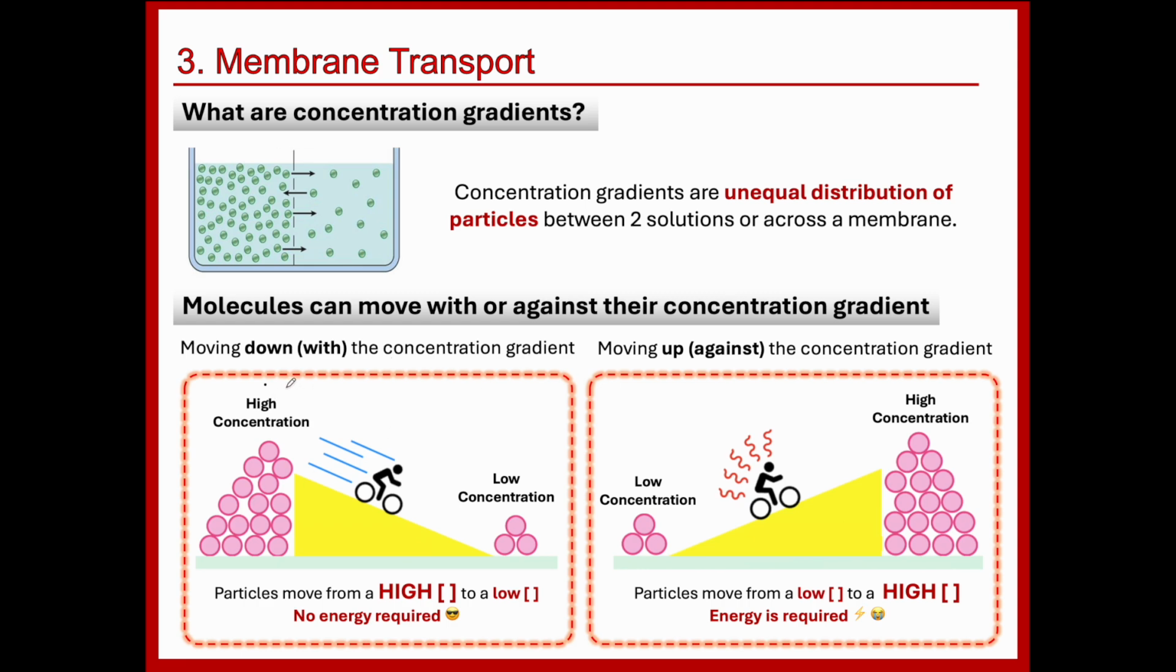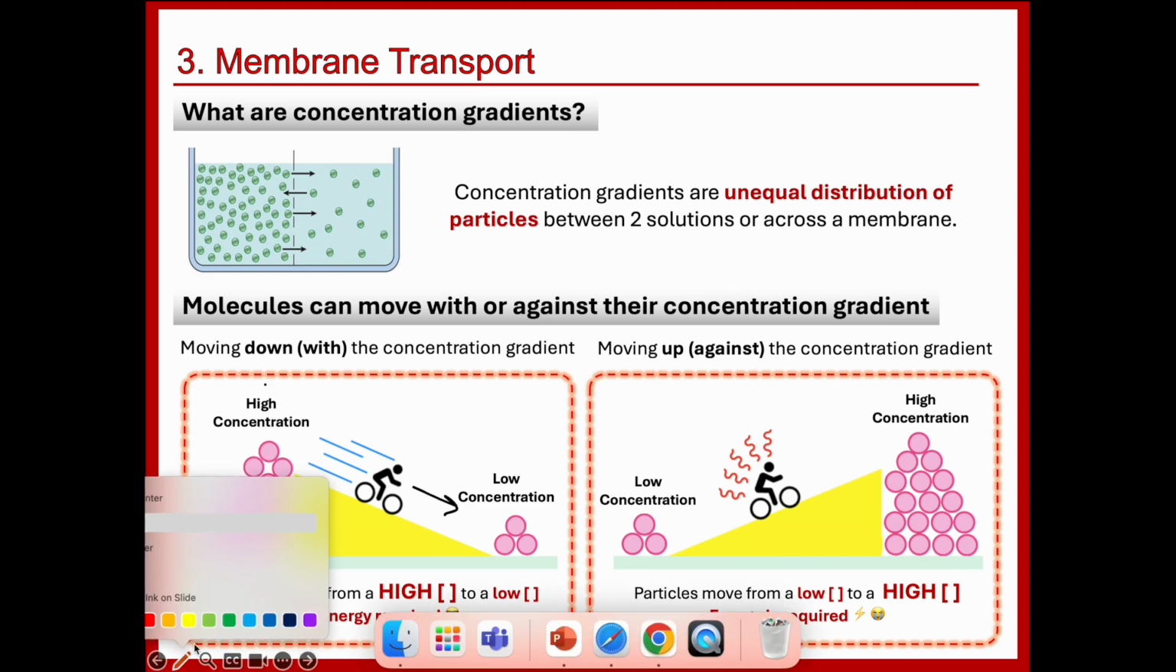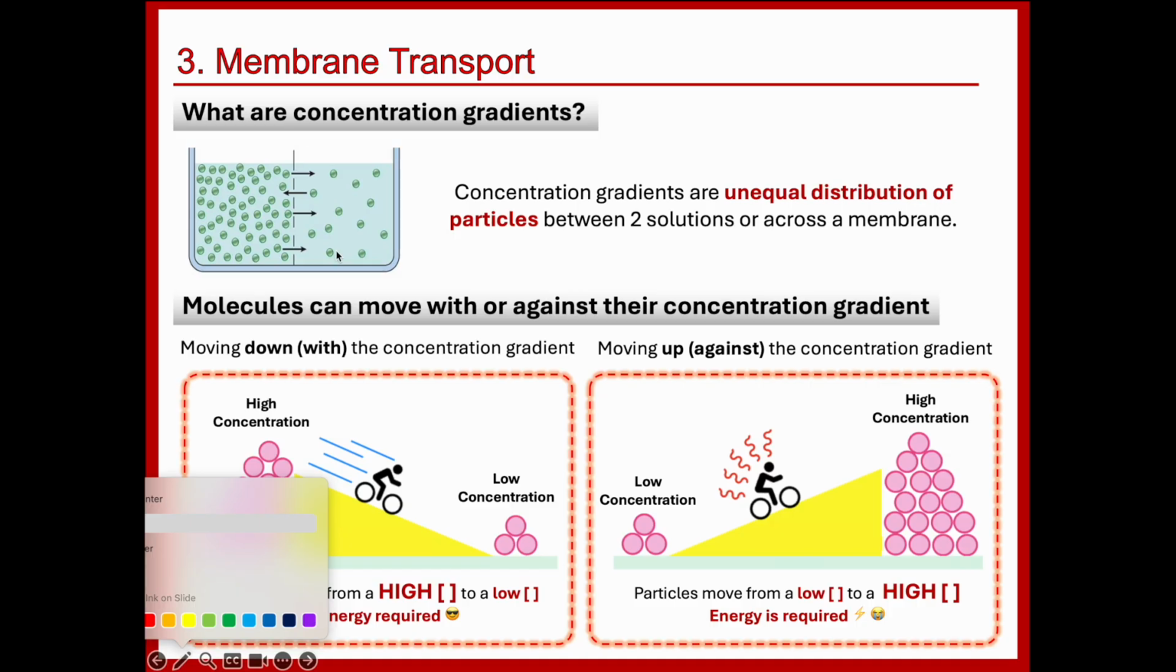So it means that when you go down the gradient or with the gradient, you go from a high amount of solutes down to a lower concentration of these solutes. So particles move from a high concentration to a low concentration. Here there was a lot, and here there's not many. There's no energy required to do this. Molecules want to go from a high concentration to a low concentration. And we'll talk about why that is in a second.